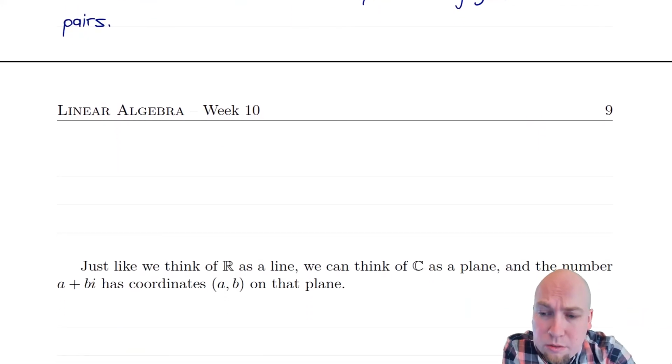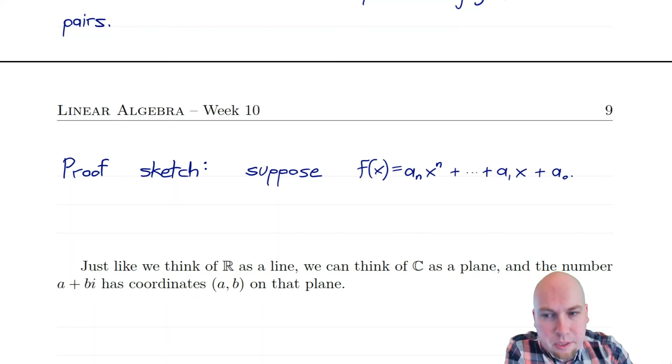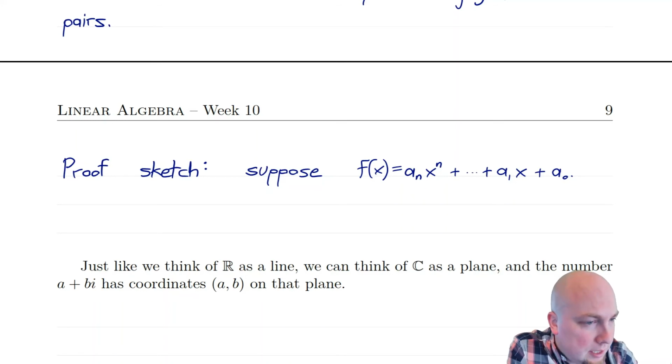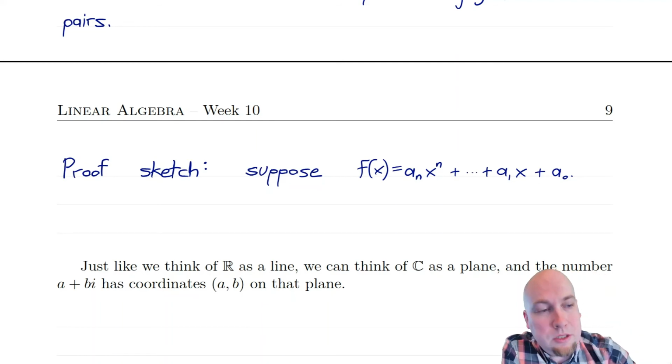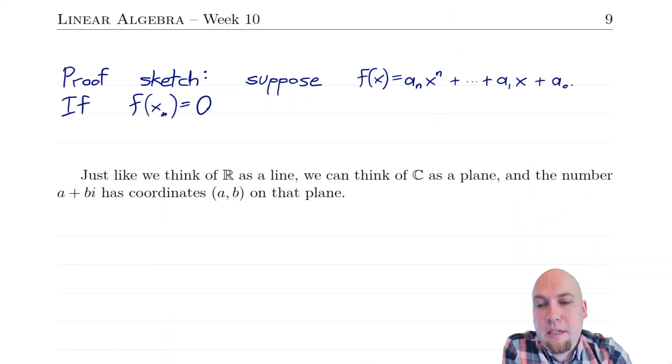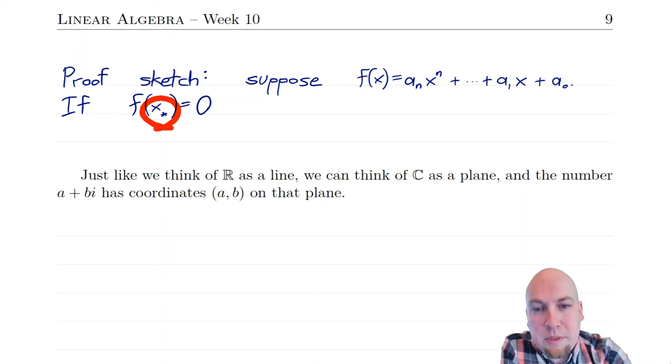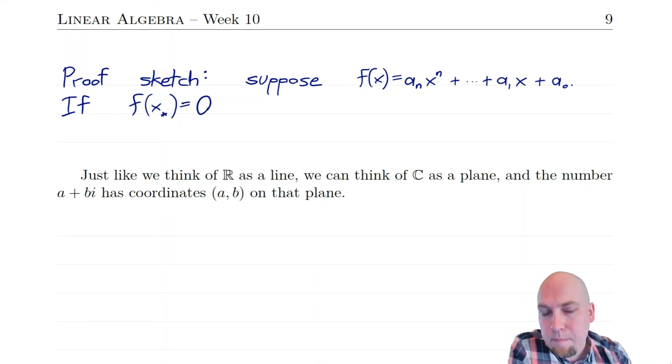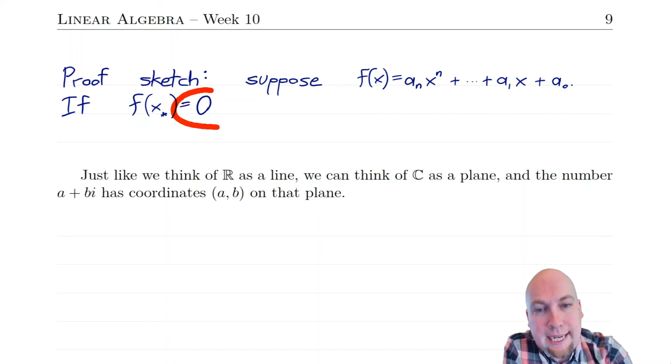We can go through a quick sketch proof of why this is true. So suppose you had some polynomial; I'm just writing out the general form here: some real number a_n times x to the power n, plus a_(n-1) times x to the n minus 1, and so on down the line with lower and lower powers, all the way down to a constant term. That's just what a polynomial looks like. And suppose that you had some complex number that was a root of that polynomial, which I'm calling x star here. That's the root of that polynomial, which means if I plug it into the polynomial, I get 0.